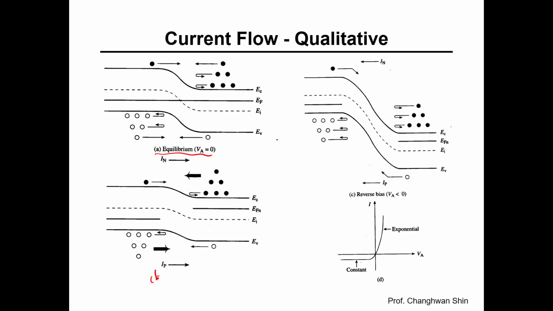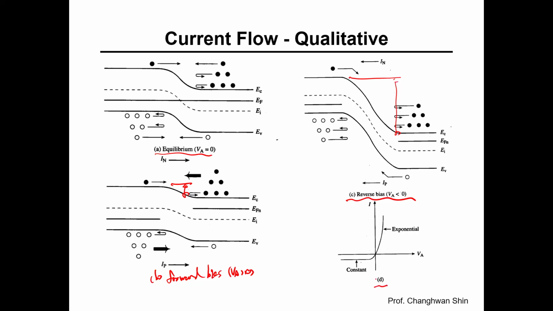And B, forward bias, VA is higher than zero. Reduce the barrier here. So reducing the barrier allows majority carriers to cross the junction easily. And number C, reverse bias, when VA is less than zero, increases the barrier height. And here, increasing the barrier height severely restricts current flow.